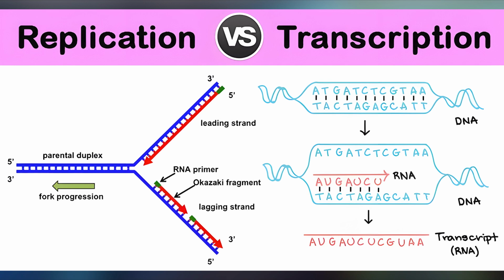So that simplifies things. And of course, another difference is that in replication, you basically make a copy of the entire DNA molecule, whereas in transcription you just copy a little portion of it into RNA, which is basically the gene that you want to extract the information from, the particular sequence of nucleotides that codes for the amino acid that you're interested in.